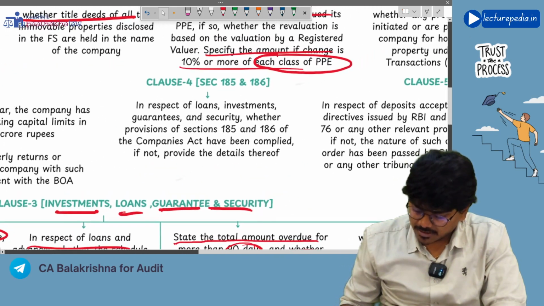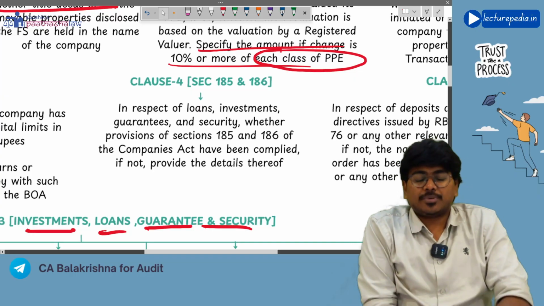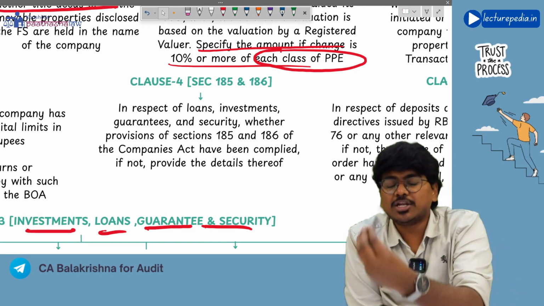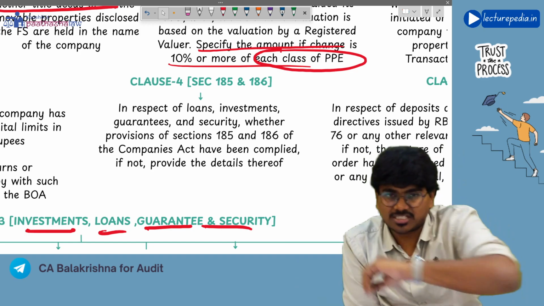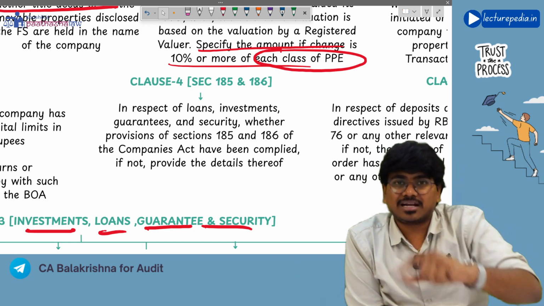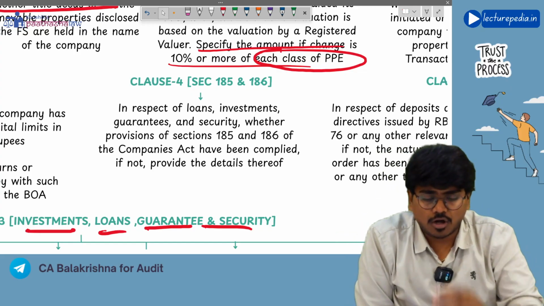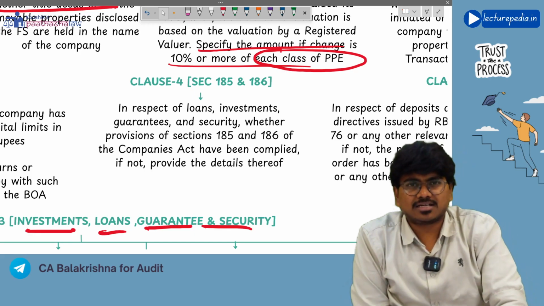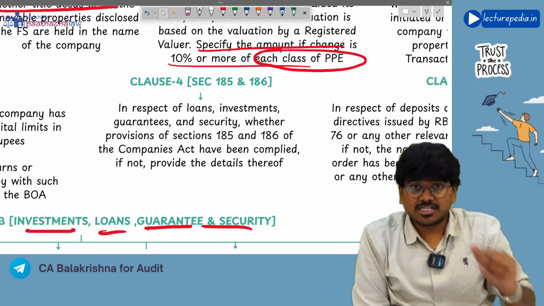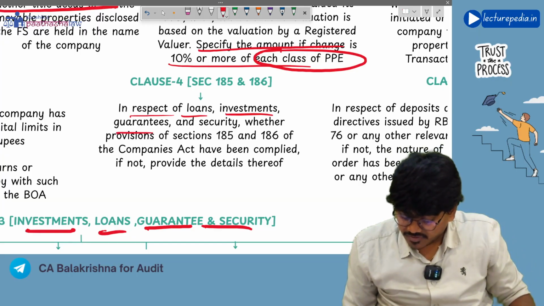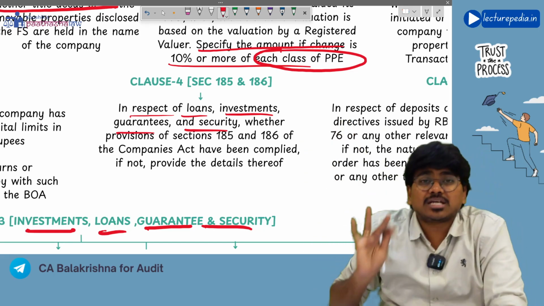So clause 4 deals with section 185 and 186. See, as per section 185 and 186 of the Companies Act, whenever the company wants to give any loan to its directors, or whenever the company wants to make any investment, then it needs to follow certain conditions, like a special resolution is required, and there can be a maximum cap on the amount that you can give as a loan to directors. So that is specified in section 185 and 186. So as per clause 4, the auditor needs to report in respect of loans, investments, guarantees and securities, whether the provisions of section 185 and 186 have been complied with or not.